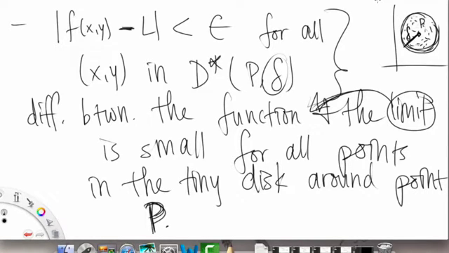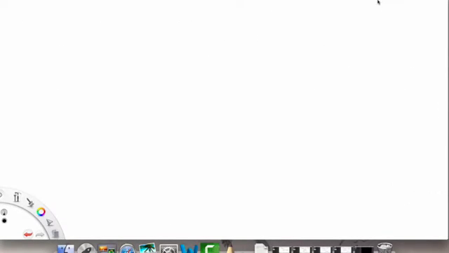So, done with the formality of the definition of the limit in multivariables, and now we'll go on to something a little bit more tangible and practical. We'll go on to the limit laws. So here are the limit laws. We'll present them in succession.